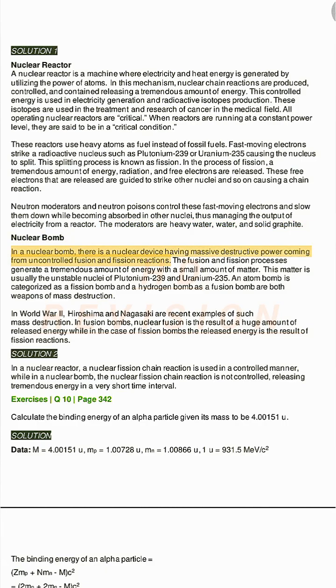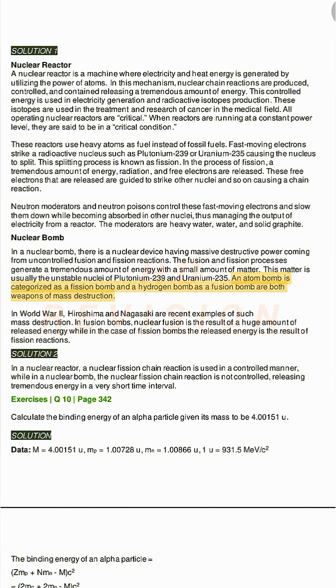2. Nuclear bomb. A nuclear bomb is a nuclear device having massive destructive power coming from uncontrolled fusion and fission reactions. The fusion and fission processes generate a tremendous amount of energy with a small amount of matter. This matter is usually the unstable nuclei of plutonium-239 and uranium-235.